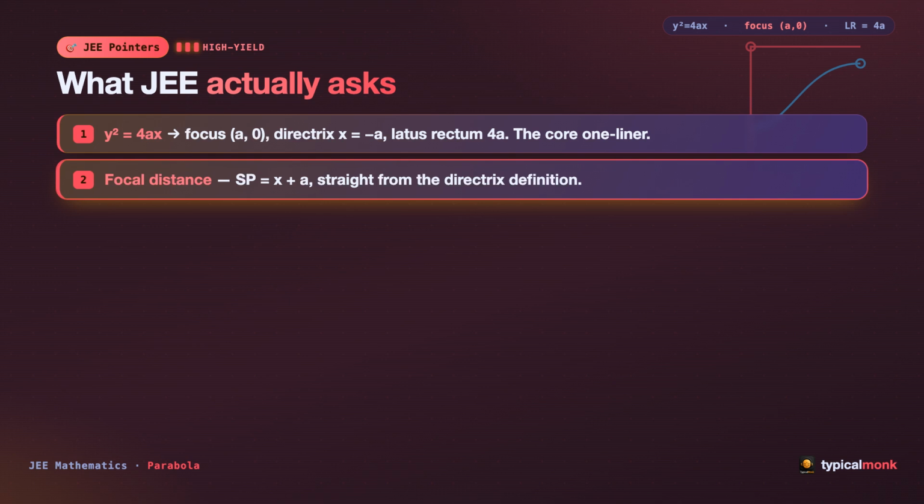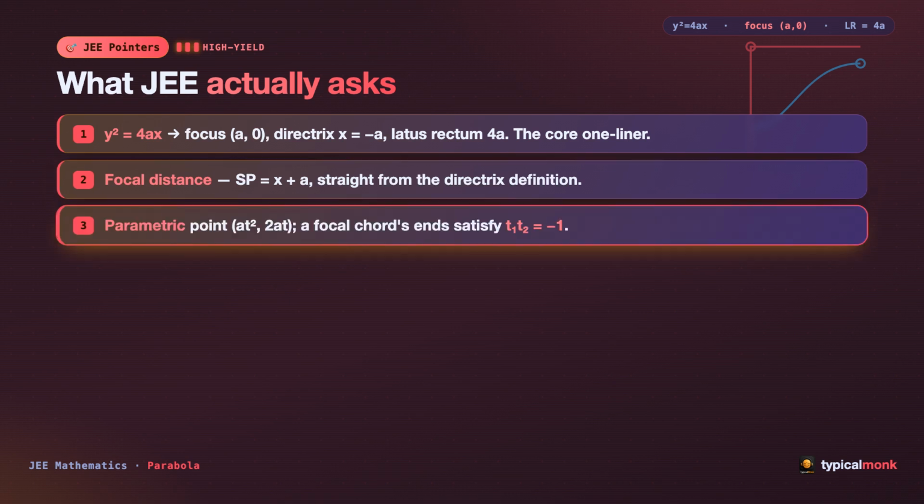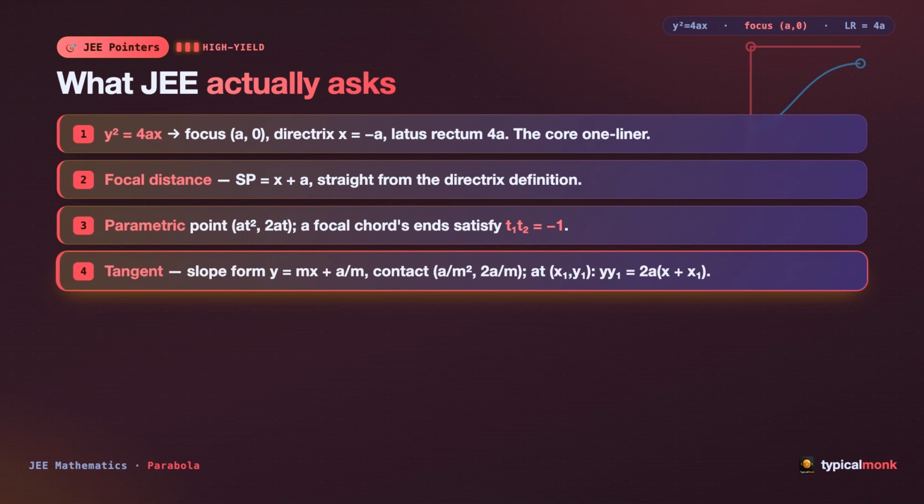2. The focal distance SP equals x plus a, straight from the directrix definition. 3. The parametric point (at squared, 2at) and a focal chord's ends satisfy t1 times t2 equals minus 1. 4. The tangent in slope form y equals mx plus a over m, touching at (a over m squared, 2a over m), and at a point (x1, y1), the tangent is y y1 equals 2a times (x plus x1).